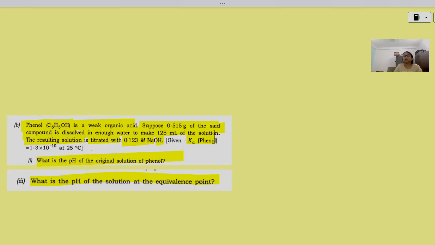There are two types of pH we will calculate. One is the pH of the original solution of phenol, and the second is the pH at the equivalence point. Now, how to calculate the pH value? Again in this question paper, a pH value question is to be solved, and pH is very important because it gives very important information.